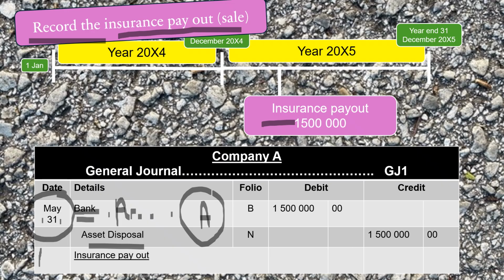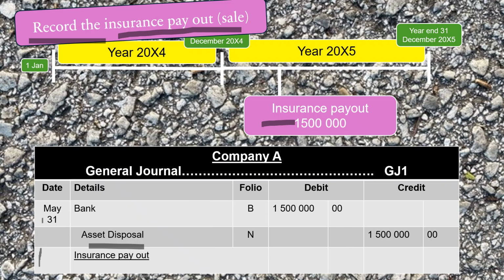I've put in there, let me rub this out, bank, because when did we receive the money? On the 31st of May, 1.5 million. So I've done the asset disposal over a couple of months. I've recorded transactions that happened on the day of the burning, and I've recorded when we received the money on the 31st of May. So debit bank, increase in assets, and credit asset disposal. Remember, the asset disposal account doesn't really have a category. It's there to show the disposal of the asset.